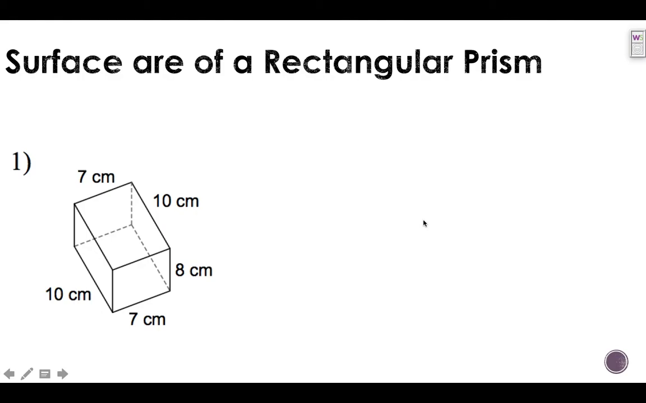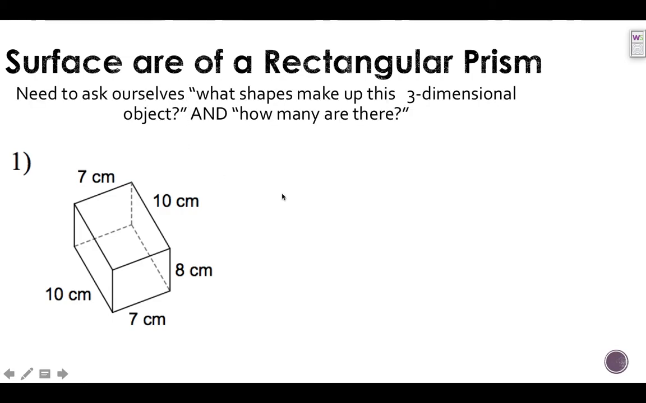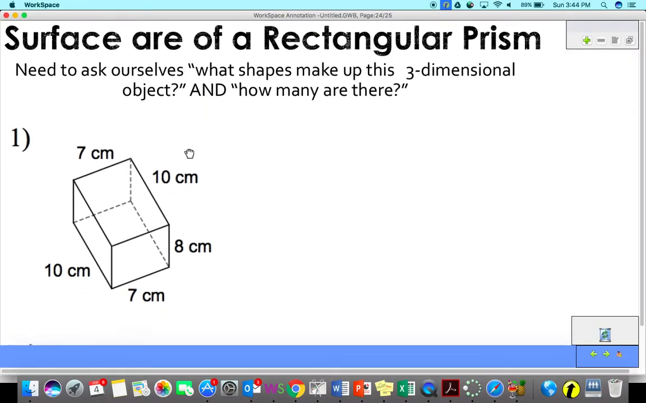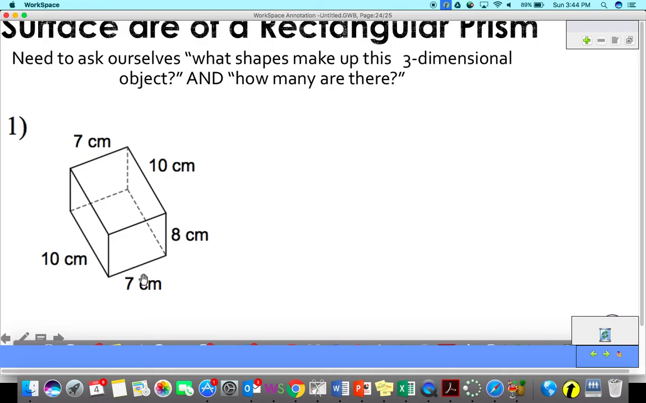We're going to go through and do 2 examples together. These are the top 2 on your worksheet, worksheet A. When we look at a rectangular prism and we think to ourselves, I need to find the surface area, we need to ask ourselves what shapes make up this 3-dimensional object and how many are there? When I look at this rectangular prism, the first thing I notice is that I have 3 different numbers, a 10, a 7, and an 8. And what this tells me is I have 3 different measurements, a different length, a different width, and a different height. So I know I'm going to have 3 different sides because I have 3 different numbers.